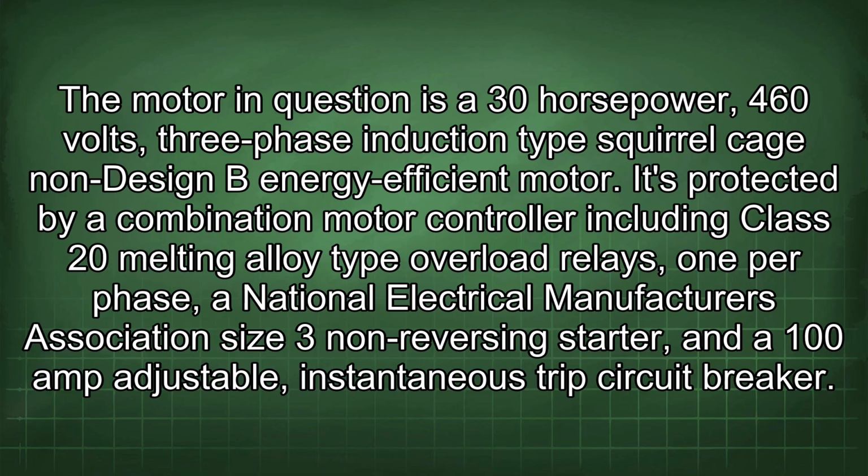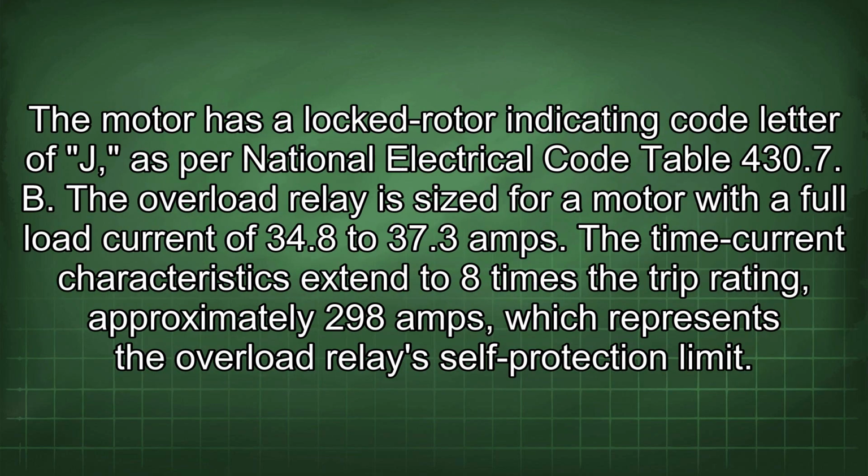The motor in question is a 30 horsepower, 460 volt, 3-phase induction squirrel cage, NEMA design B, energy efficient motor. It's protected by a combination motor controller including Class 20 melting alloy type overload relays, one per phase, a National Electrical Manufacturers Association size 3 non-reversing starter, and a 100 amp adjustable instantaneous trip circuit breaker. The motor has a locked rotor indicating code letter of J, as per National Electrical Code Table 430.7(B).